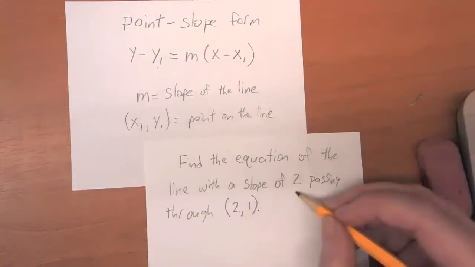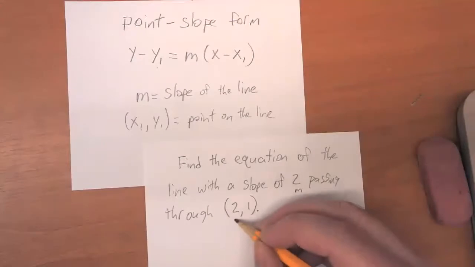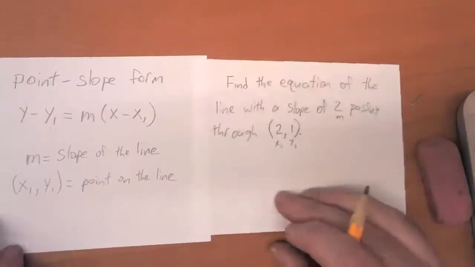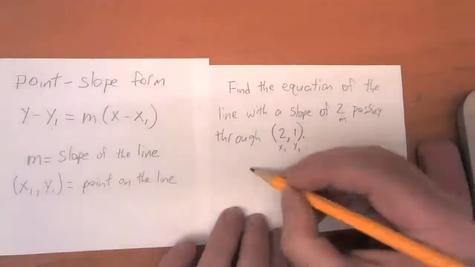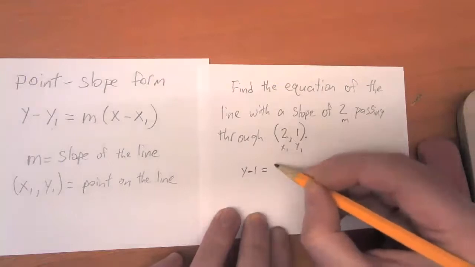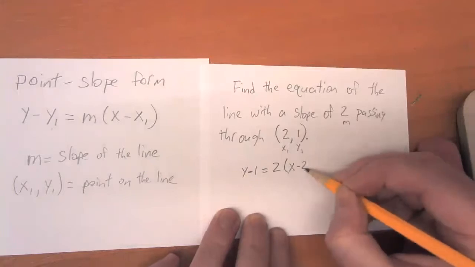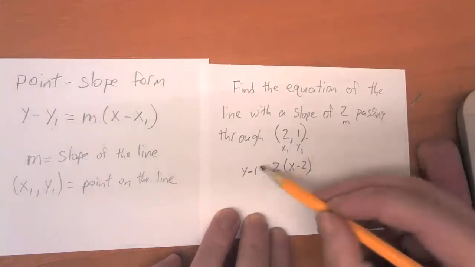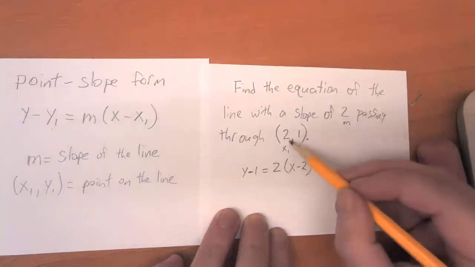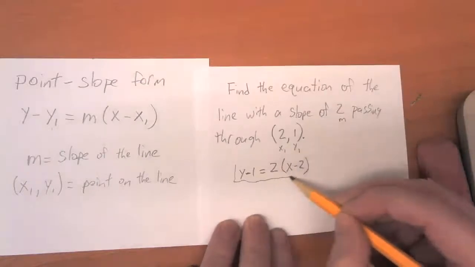Okay, well, the slope of 2, so this is our m. And since we know the coordinates of our point, this is our x1 and our y1. And so just filling in the point-slope form, we have that y minus 1 is equal to 2 times x minus 2. All right, so we substitute in 1 for y1, we substitute in 2 for m, and we substitute in 2 for x1, and we get this equation of a line.